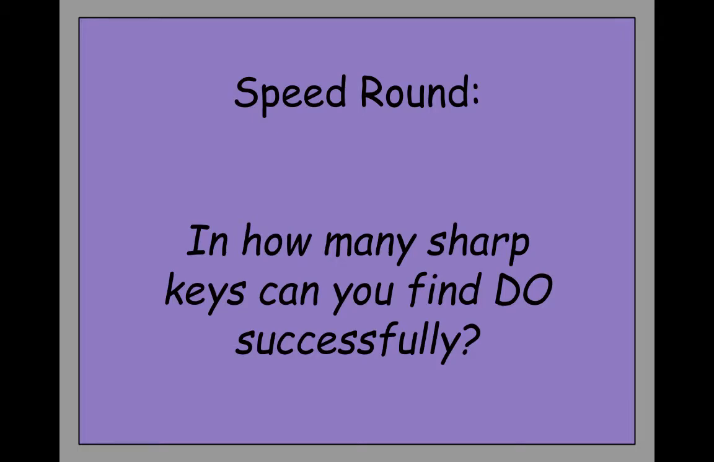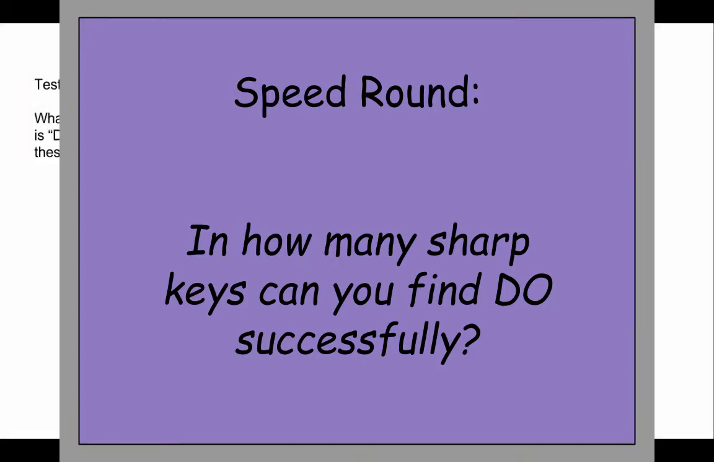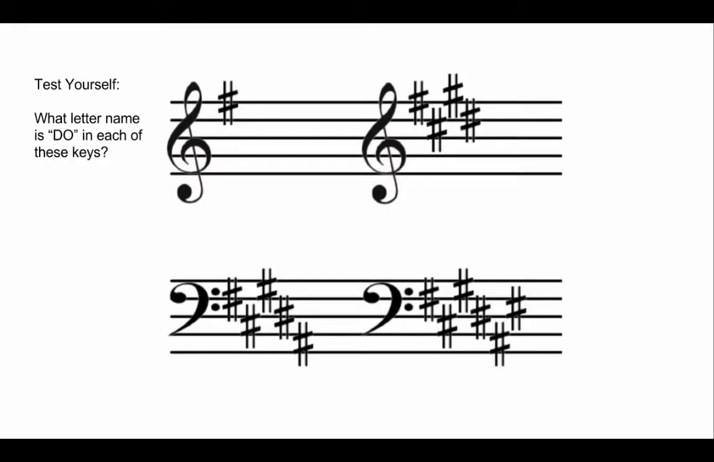Now it's time for the speed round. In how many sharp keys can you find do successfully? Let's start in the upper left-hand corner with the treble clef sample. In this one sharp sample, F sharp is ti and G is do.